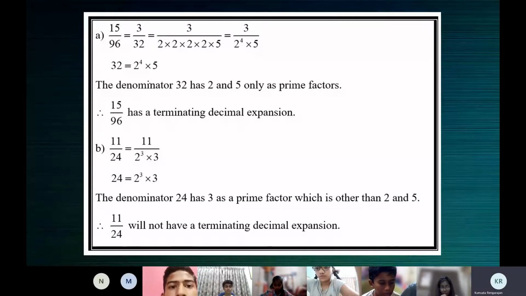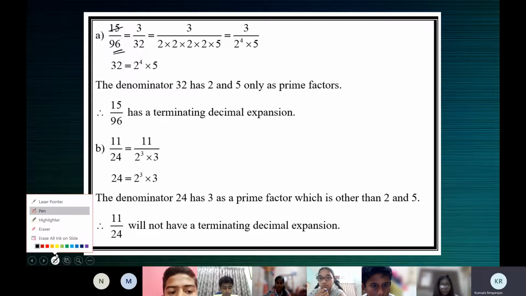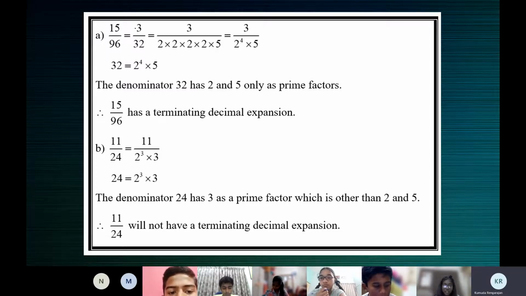So let me just tell you about all the answers. 15 by 96. All of you listen carefully. The first step is to write the rational number in the simplest form. That is the first step. Oh, I should have written 5 here. By mistake, I've written 3. Typing error, children. Sorry. So this is 5 everywhere.